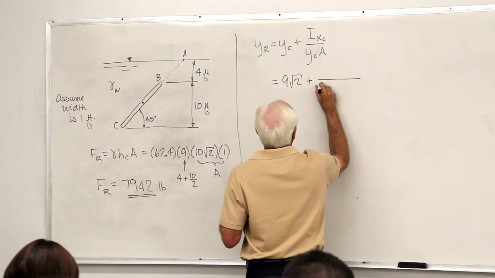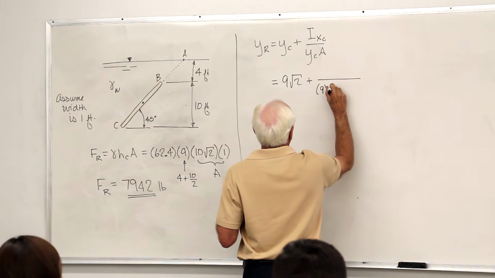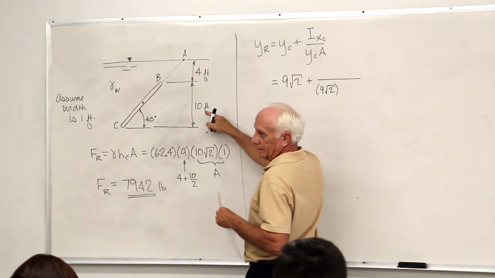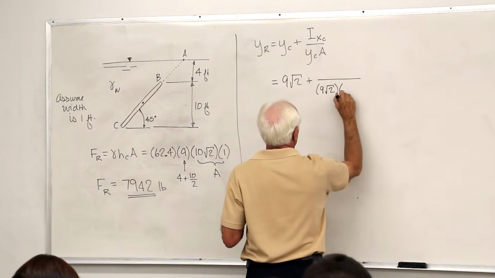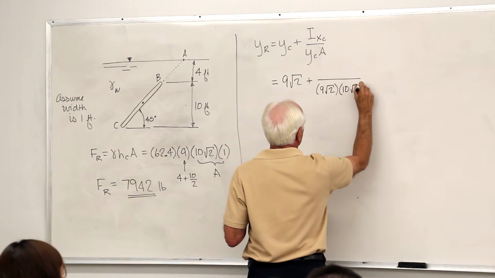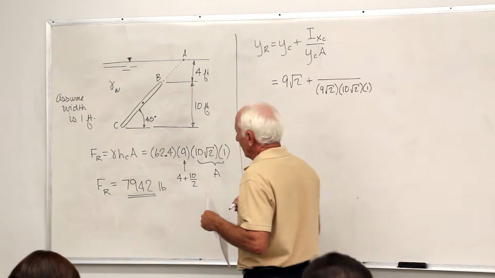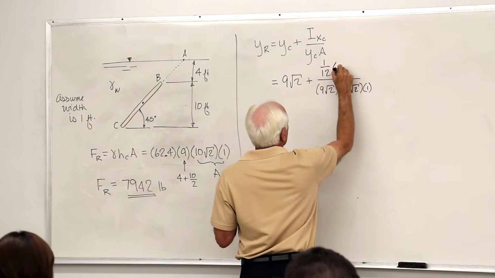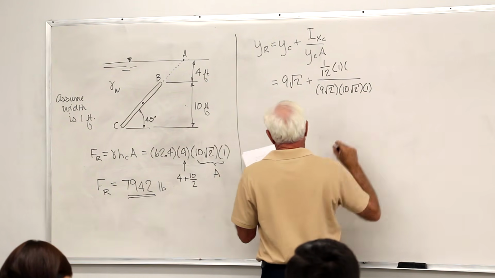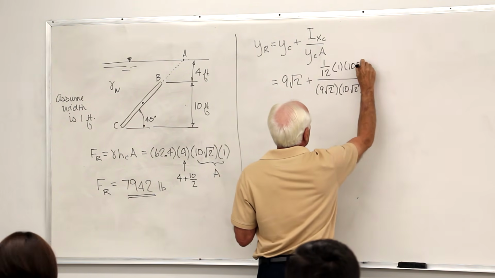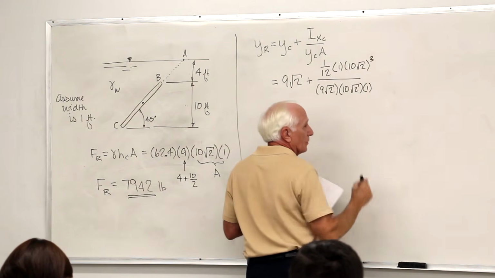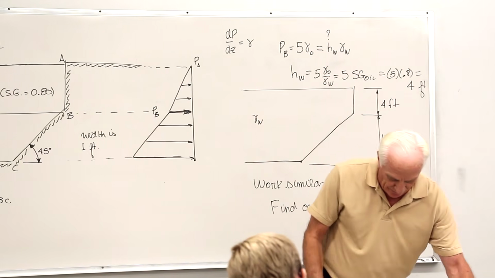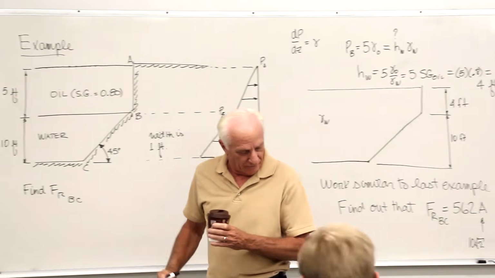plus 9 square root 2. Area 10 square root 2 times 1. I sub xc, 1/12 base 1, height 10 square root 2 cubed, 1/12 b h cubed, rectangle. 14.04 feet.